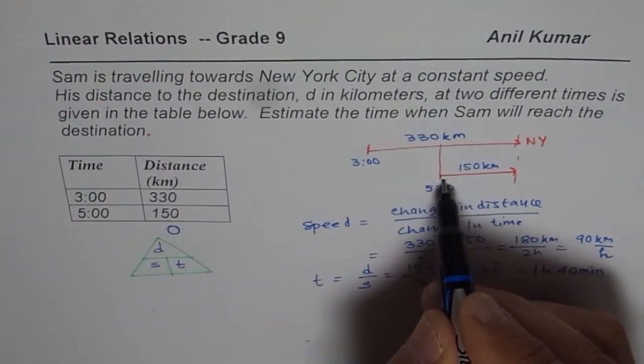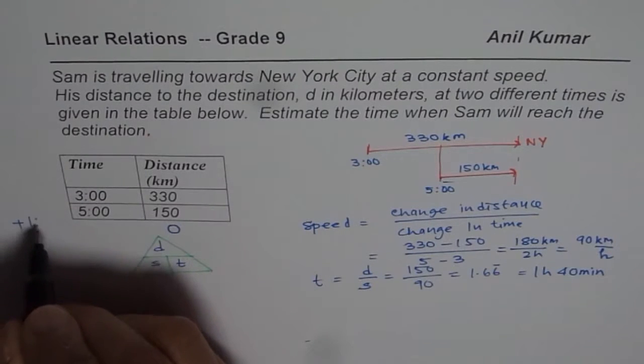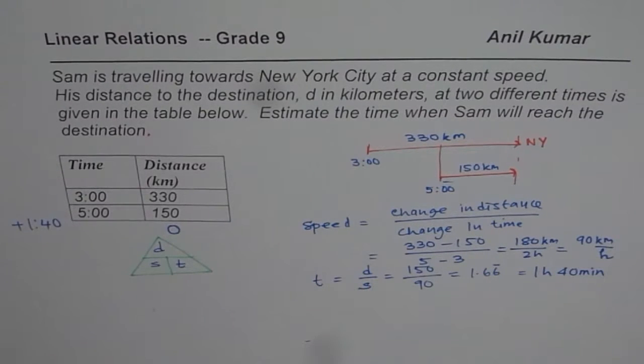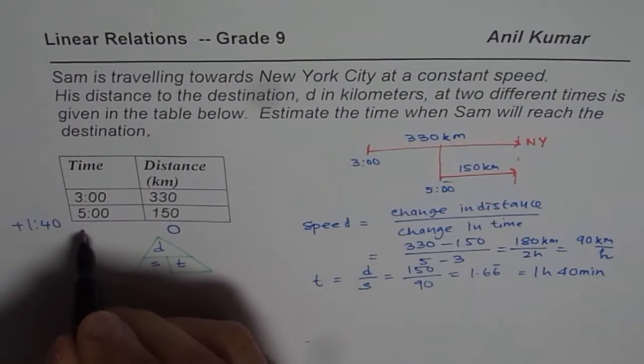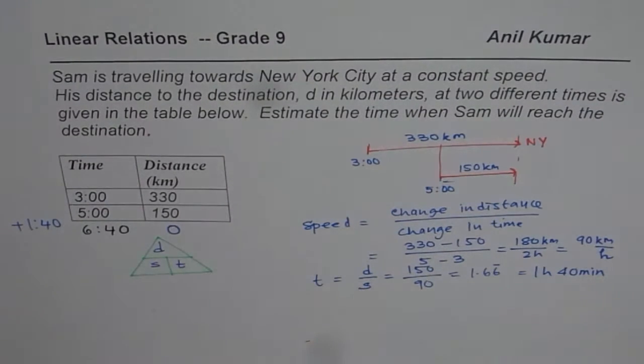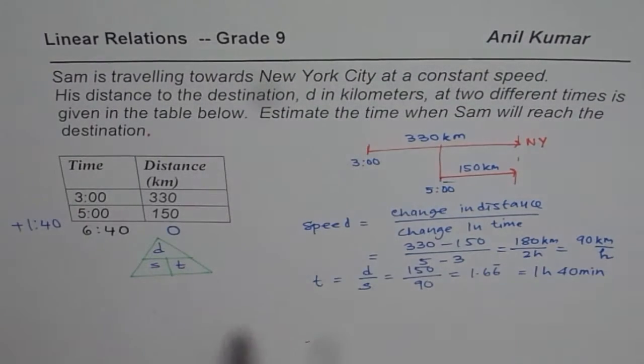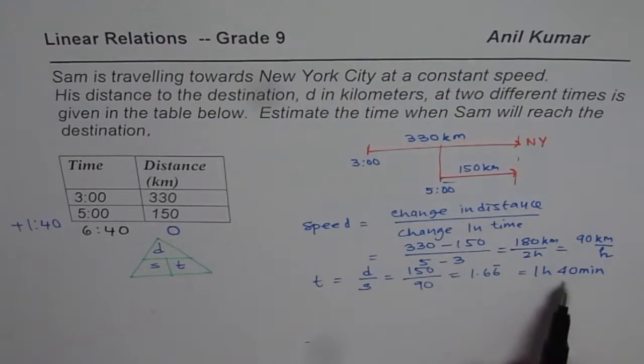That means after 1 hour 40 minutes, you need to add 1 hour 40 minutes. So you get your time. Your time will be 6:40. So at 6:40, Sam is going to reach New York if he continues at the same speed of 90 kilometers per hour. I hope you understand the steps here, right?